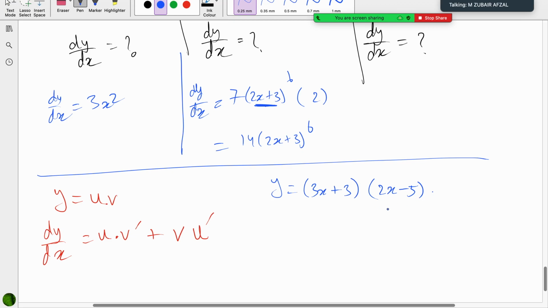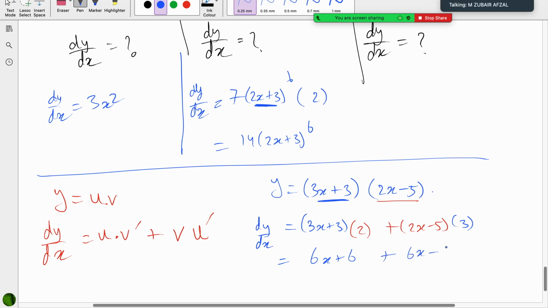So (3x + 3)(2x - 5). dy by dx is the first function into the differentiation of the second, so the differentiation of the second is 2, plus the second function into the differentiation of the first. The differentiation of the first is 3. So 2 times 3 is 6x plus 6, and 3 times 2 is 6x minus 15. So 12x minus 9 is the derivative of this main equation.